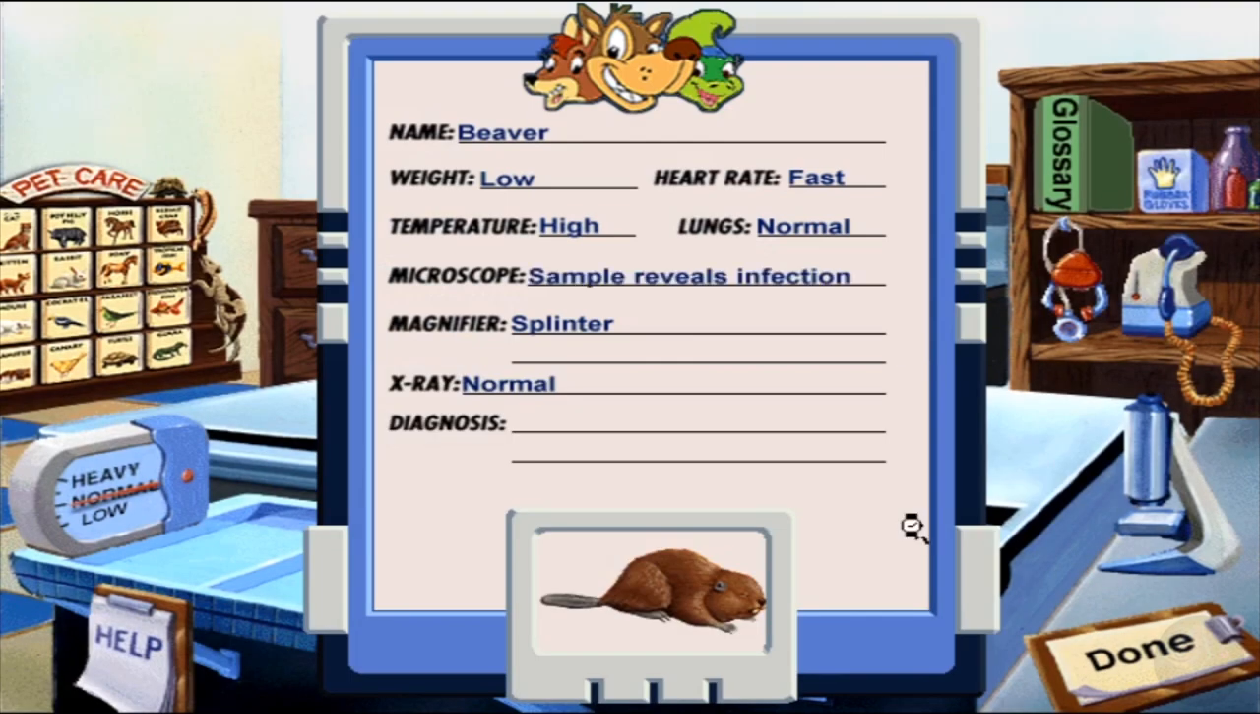Sample reveals infection. The beaver's weight is low. The heart rate reading is fast. The lungs have a normal reading. The microscope sample shows an infected gum sample. The magnifying glass reveals a splinter, which caused swelling and possible gum infection. But the X-ray reading shows no bone problems. A splinter in the beaver's gum has caused infection.